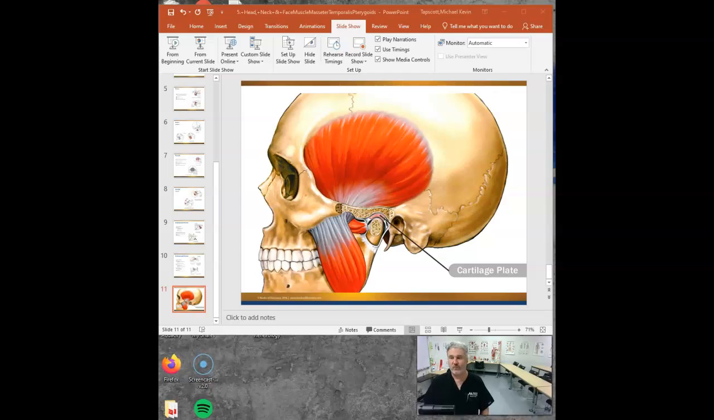Miss Vincent, what is the name for the jaw joint? TMJ. Thank you. What does TMJ stand for? Temporal masseter. Mandibular. Mandibular joint. And you're right, the masseter runs over it. Thank you.